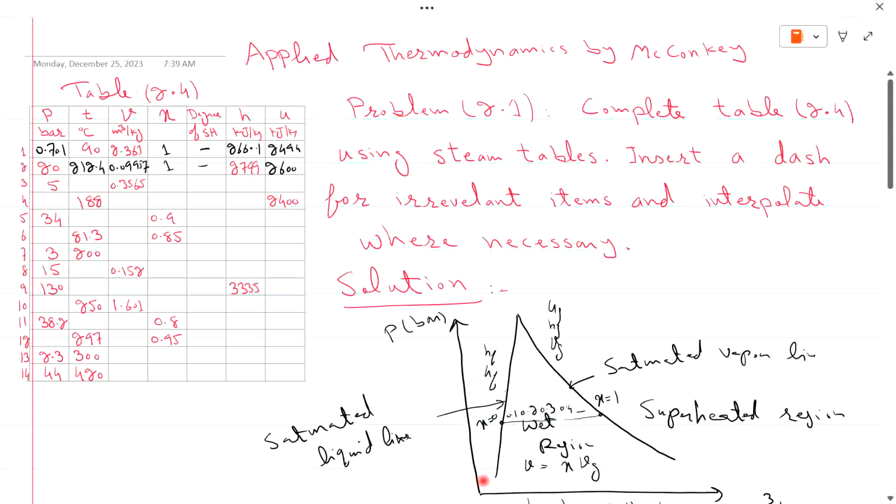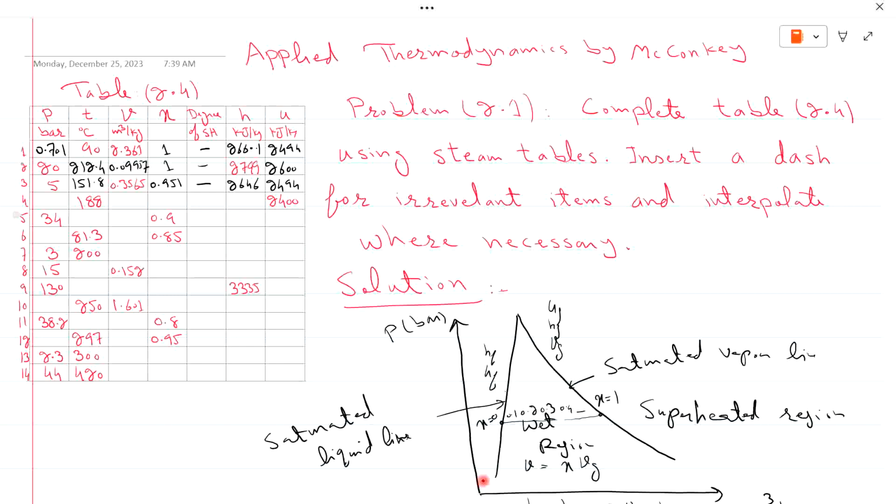Now put these values in row number 3. In row number 3, temperature is 151.8 degrees centigrade. Dryness fraction is 0.951. Degree of superheat is not defined in the wet region. Specific enthalpy is 2646 kilojoule per kg, and specific internal energy is 2494 kilojoule per kg.